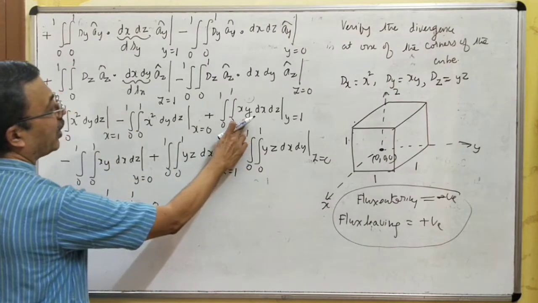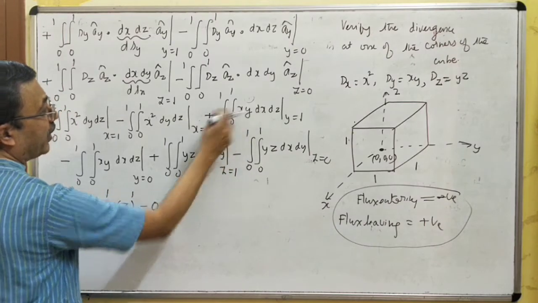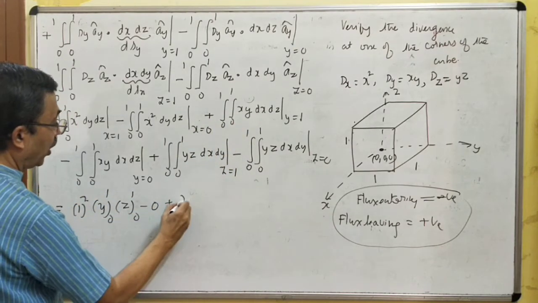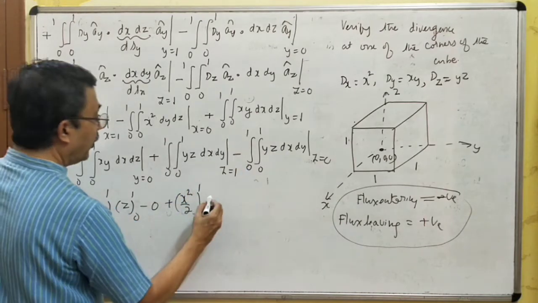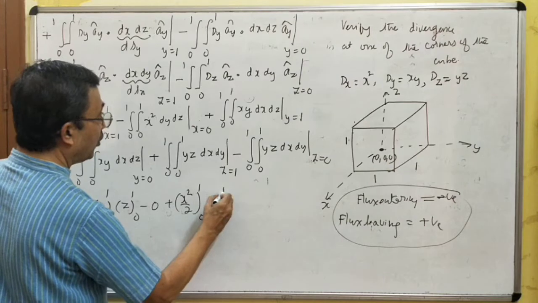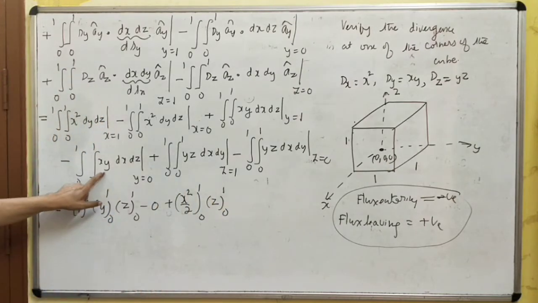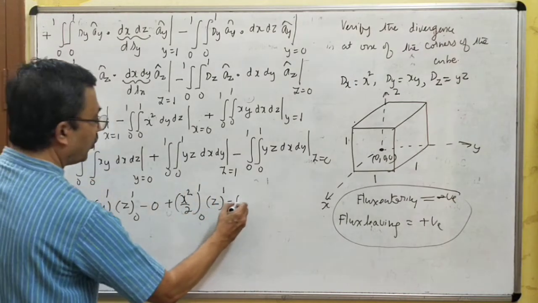Put y equal to 1. If you put y equal to 1, you get x. X, if you integrate, you get what? X square by 2, limits from 0 to 1. dz, if you integrate, you get z from 0 to 1. If you put y equal to 0, this integral will vanish, so minus 0.